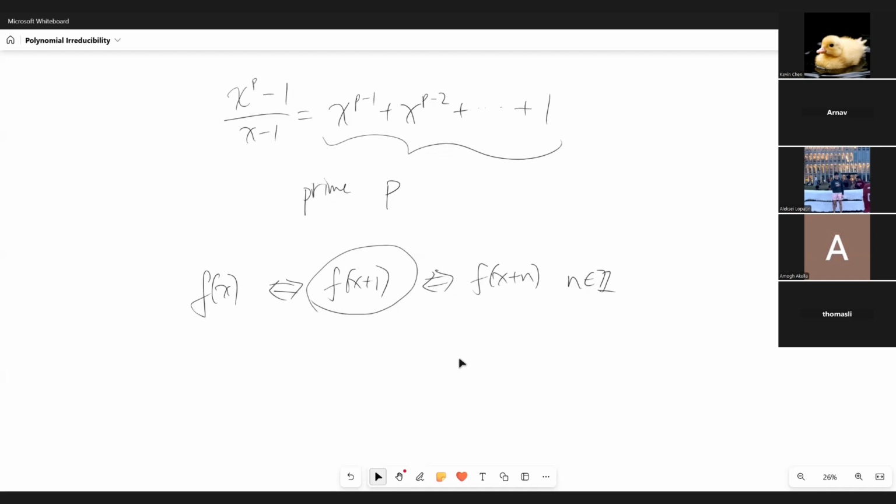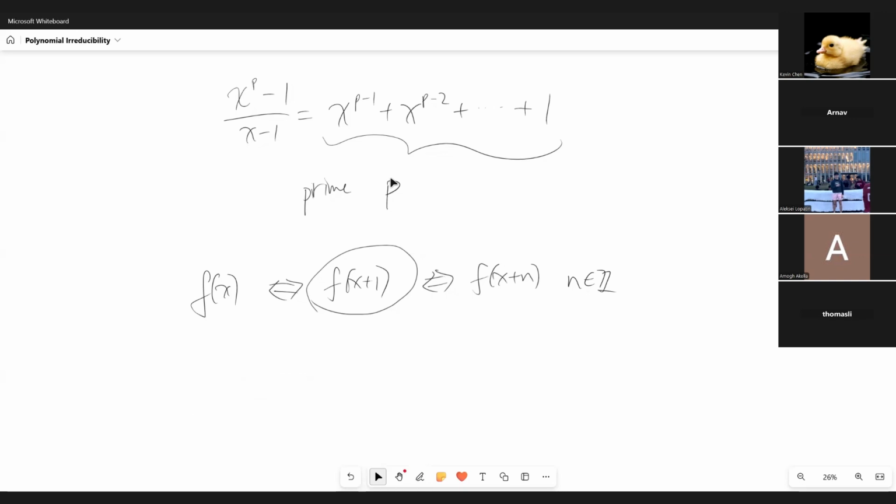So we can expand this to make sure. For the first one, we have x^(p-1) plus p choose 1. Oh wait, my bad. Okay, never mind, I addressed the problem in chat. So you can try this yourselves and substitute x + 1.